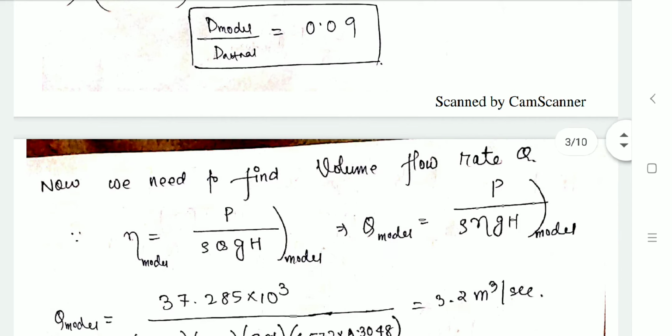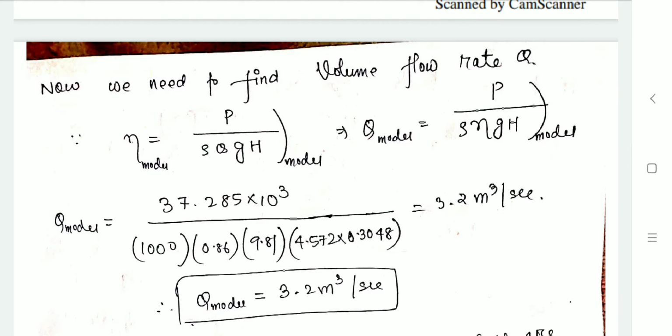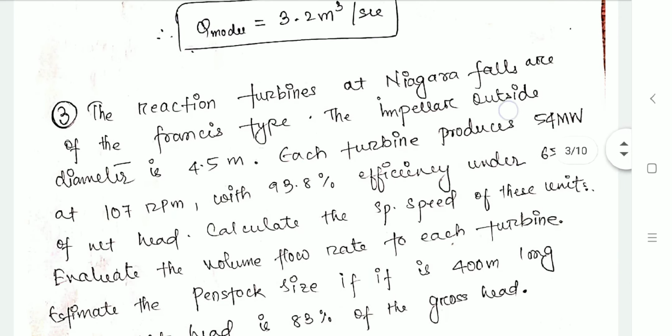So now the third part, we need to find the volume flow rate Q. Now we know that the expression for the efficiency is power output divided by rho Q g h. So from this expression, volume flow rate can be calculated as P divided by rho eta g h. After substituting the values, we get volume flow rate as 3.2 meter cube per second.